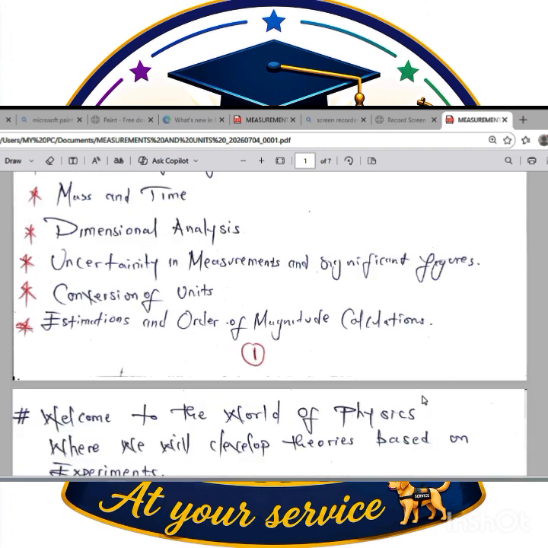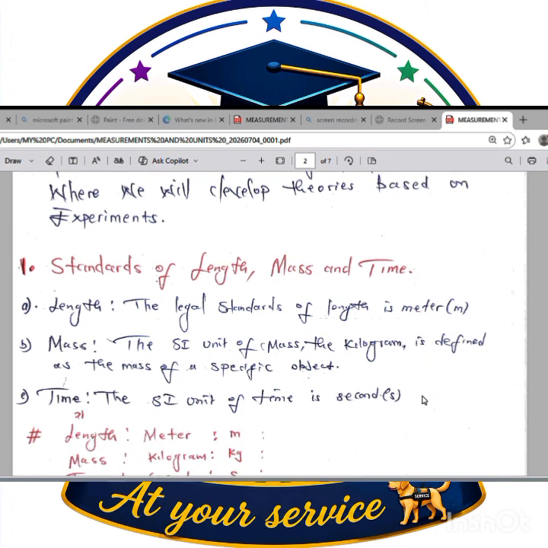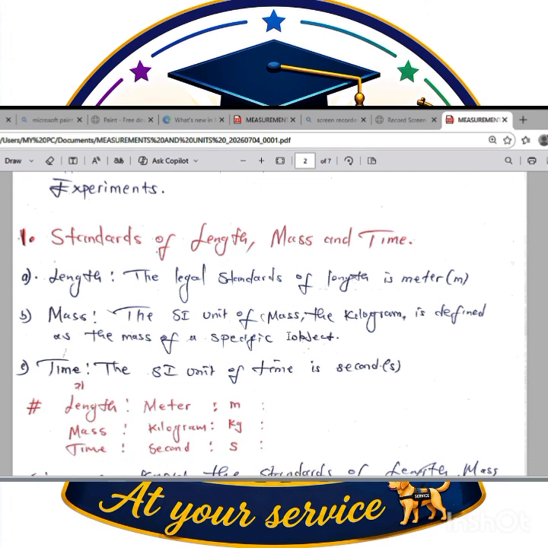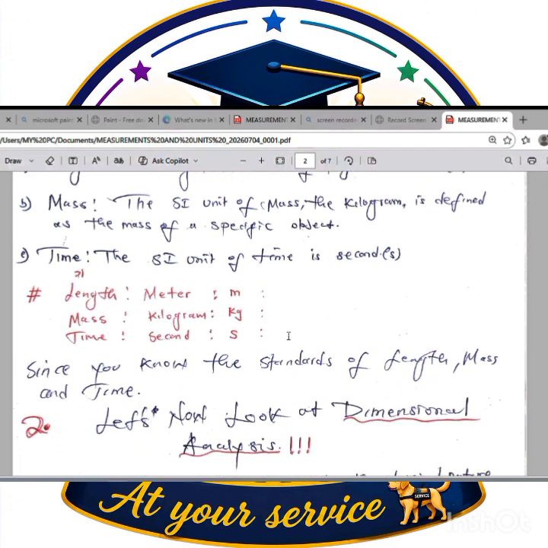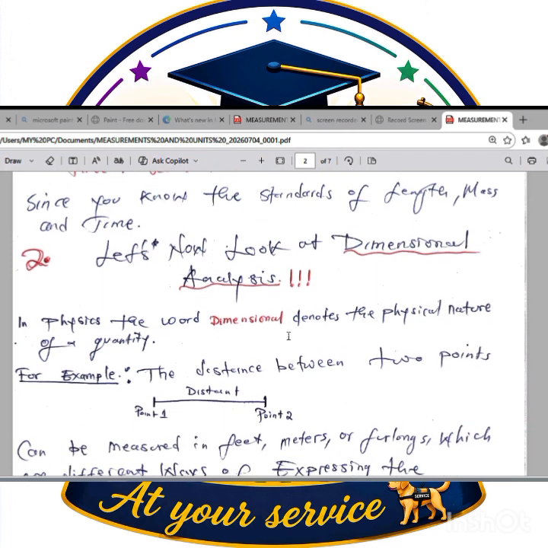First and foremost, I would like to welcome you to the world of physics, where we develop theories based on experiments. Our first objective is on the standards of length, mass, and time. First we'll look at length. The standard of length, we all know, is the meter. Then for mass, it's the kilogram, and for time, seconds.